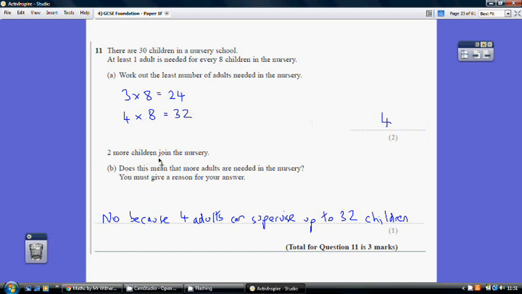Now for part B, 2 more children join the nursery. Does this mean we need more adults? Well, it doesn't, because as we said up here, 4 adults can look after 32 children. We've got 4 adults. If 2 more children join the school, we've now got 32 children, which is exactly the number that 4 adults are allowed to look after. So the answer is no, because 4 adults can supervise up to 32 children.